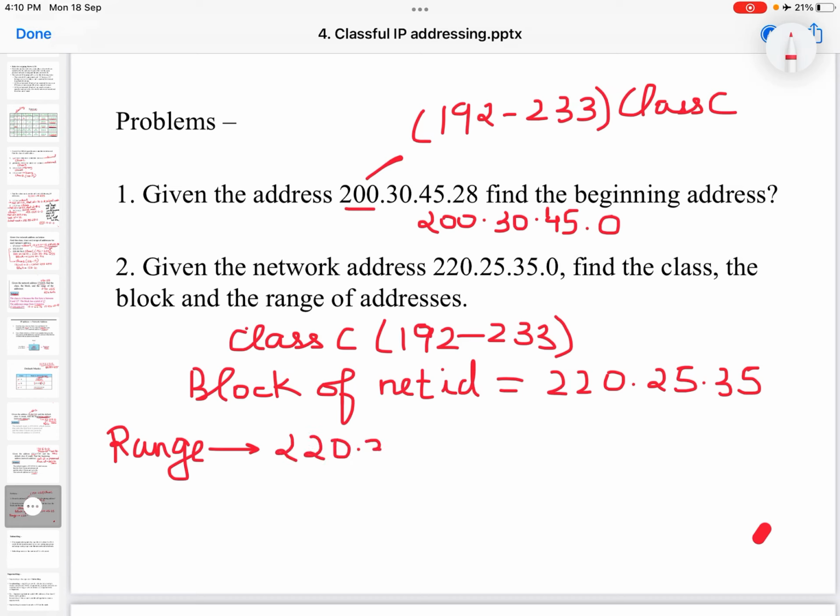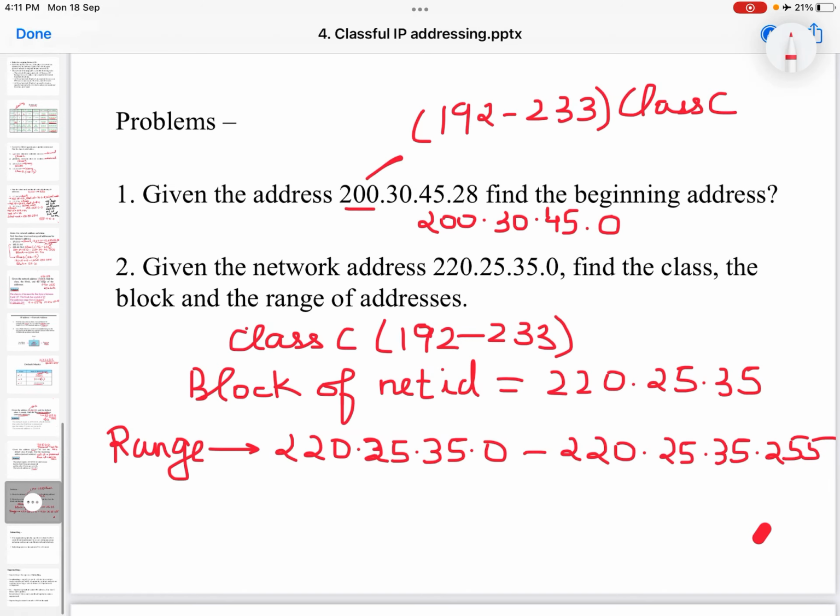Till when all the host ID bits are set to 1, you get 220.225.35.255. So the net ID is preserved, whatever is happening with the host ID bits.